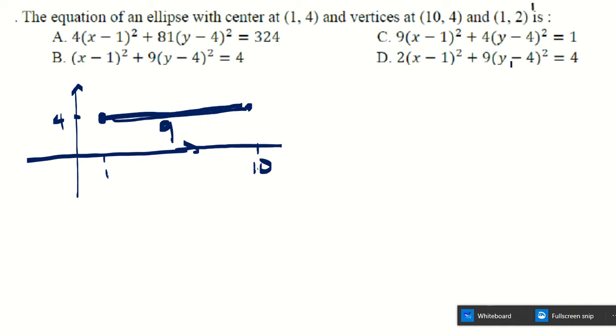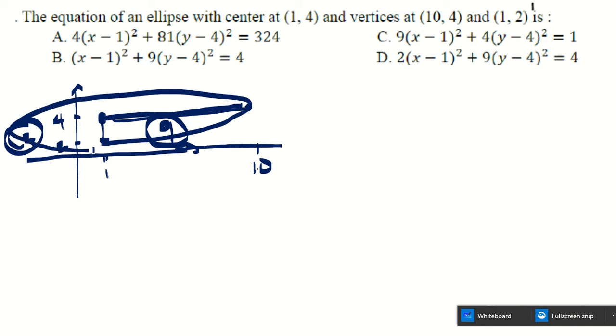Let's compare. The other vertex is (1,2). (1,2) means 1 here, and 2 somewhere around here, because 4 is here, so 2 is below. What is the distance between 2 and 4? That is 2. That means this is the shorter one, so this is the major axis. This one is the semi-minor axis, because we are talking about an ellipse. An ellipse will be drawn in this way. Anyway, we have the a value, which is 9, and the b value, which is 2.